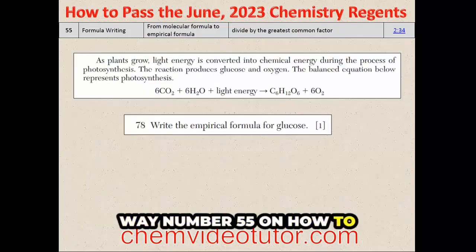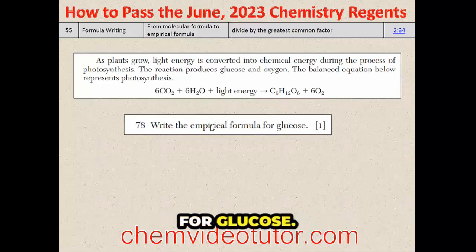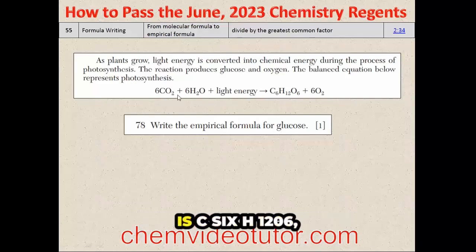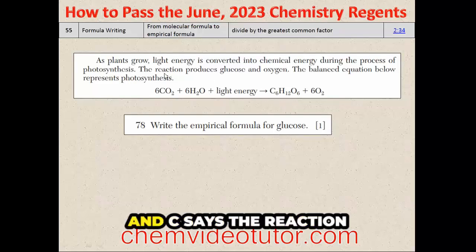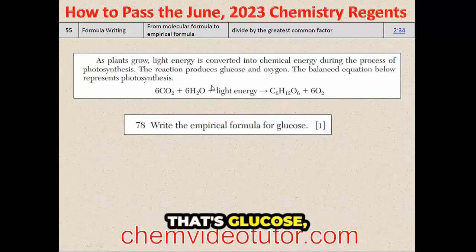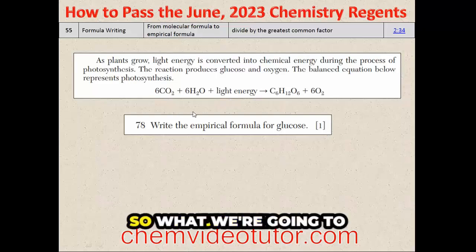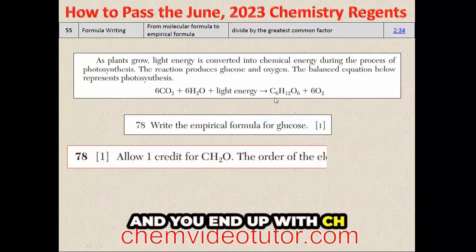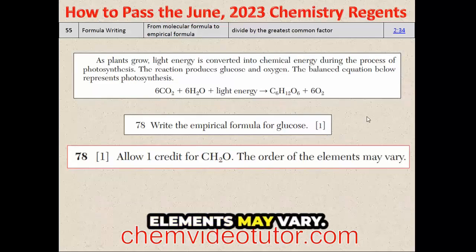Way number 55 on how to pass the June 2023 Chemistry Regents. Write the empirical formula for glucose. An empirical formula is a formula written in simplest form, which you get by dividing by the greatest common factor from the molecular formula. Well, glucose, if you don't recall, is C6H12O6, and C says the reaction produces glucose and oxygen. So that's oxygen, that's glucose, that's water, and that's carbon dioxide. So what we're going to do is divide C6H12O6 by the greatest common factor, which is 6, and you end up with CH2O. The order of the elements may vary.